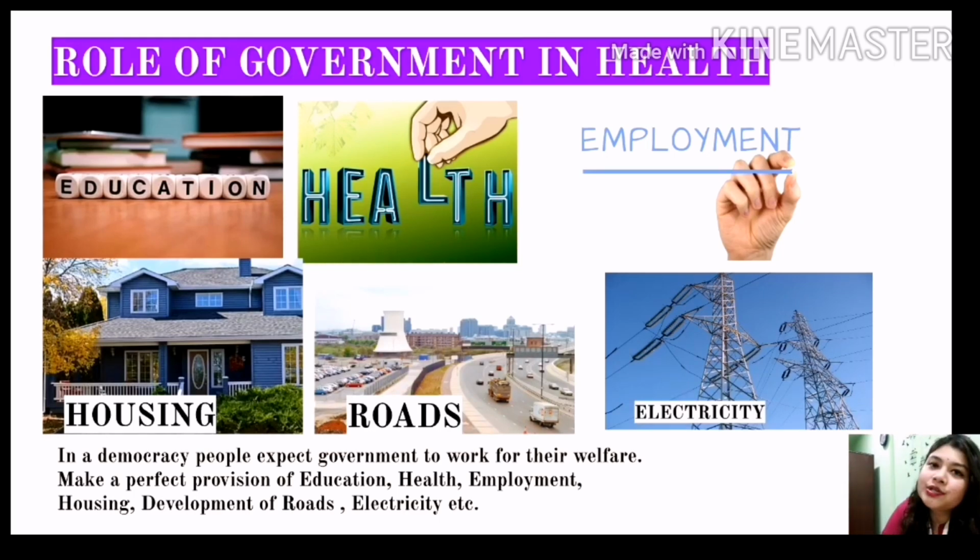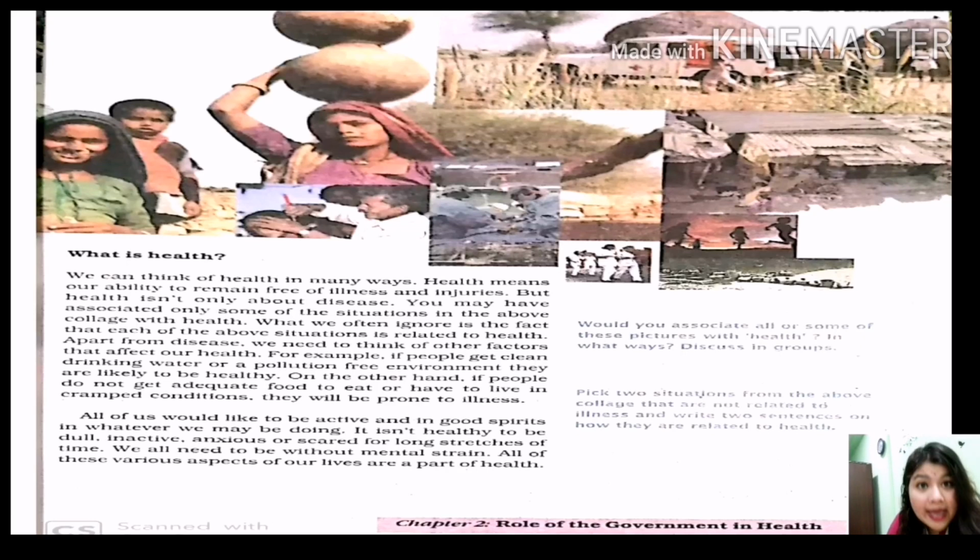We have also covered the definition of health. What is health? Health means our ability to remain free from illness and injuries. But it is not only related to disease. It is also related to the environment we are living in. For example, if we are drinking pure water and living in a good environment, then we will be free from illness, free from diseases. But if we live in a cramped condition, then we will be prone to illness.